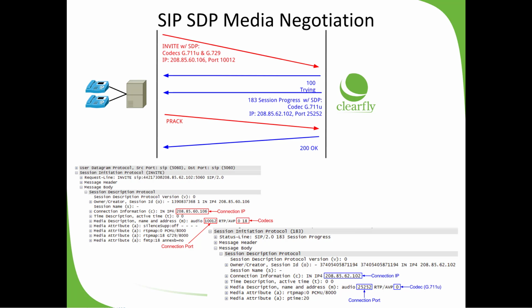208.85.62.102, port 25252. Not to sound like a broken record here, but the key really is understanding that RTP flows are unidirectional and unrelated. Since the RTP flows are unidirectional, it doesn't matter to us what these values are. Each system should send audio to whatever port IP combination is specified in the SDP.